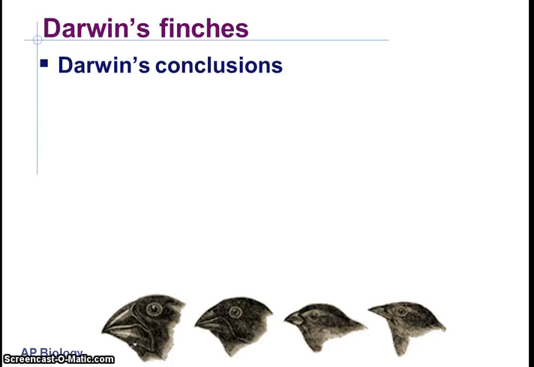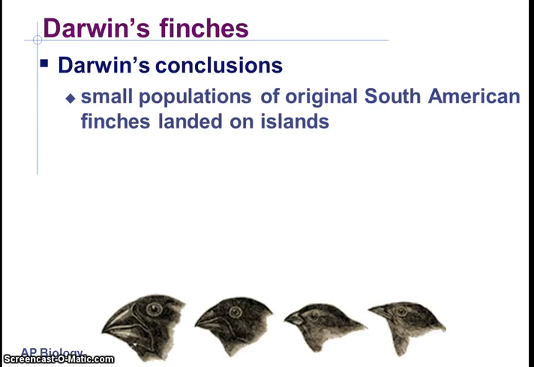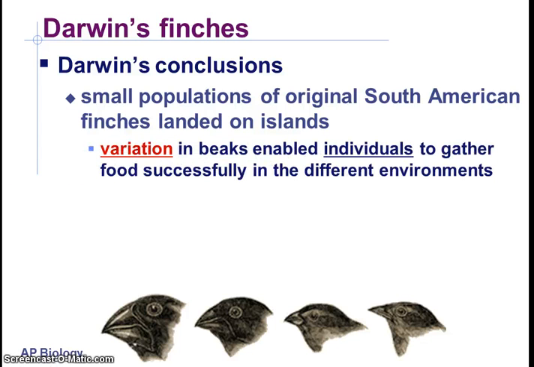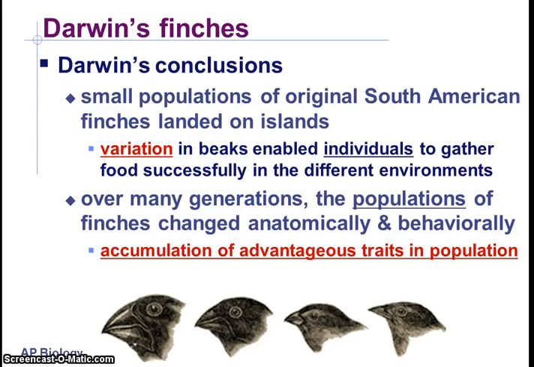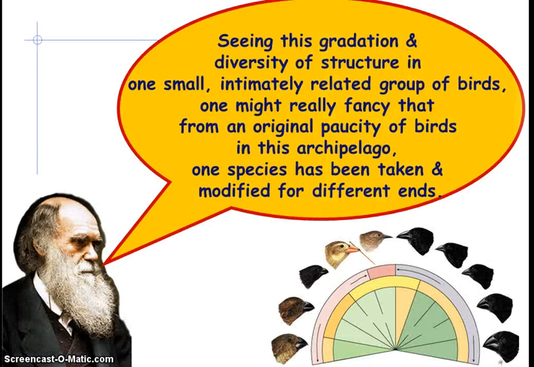So what Darwin came up with is that small populations of the original South American finches landed on the islands. After that, the variation in beaks enabled individuals to gather food successfully in different environments. Over many generations, the populations of finches changed anatomically and behaviorally. The accumulation of advantageous traits in a population made a new species.